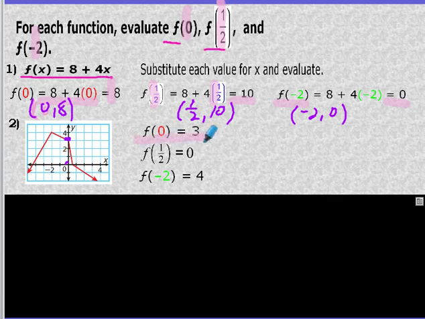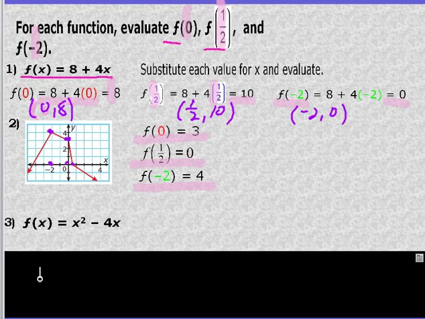f of 1/2 is actually right here, and you can see at that point y is 0. So the value of f of 1/2 is going to be 0 here. And then lastly, -2, well here we have x being -2. This is what our y would be, which is 4. So that's the last value. So you can evaluate functions from equations or graphs.